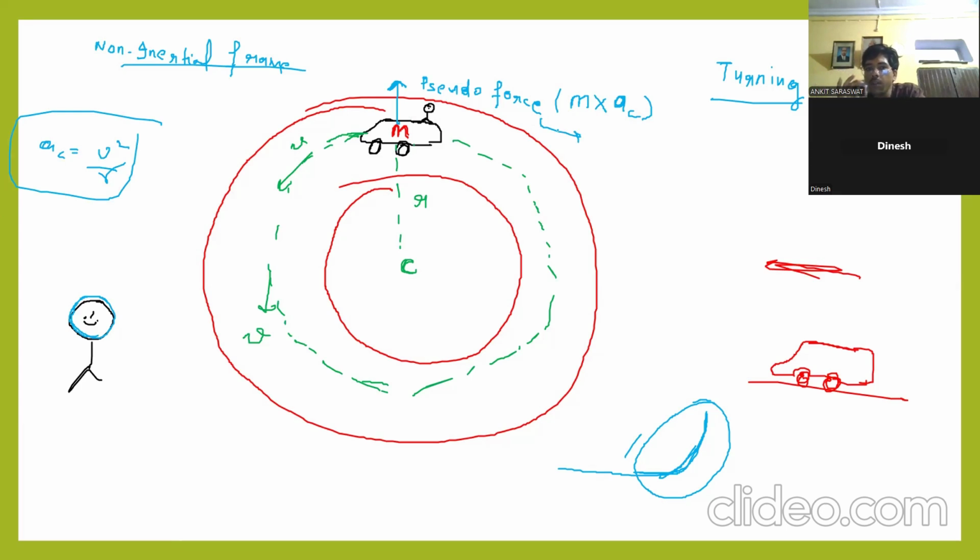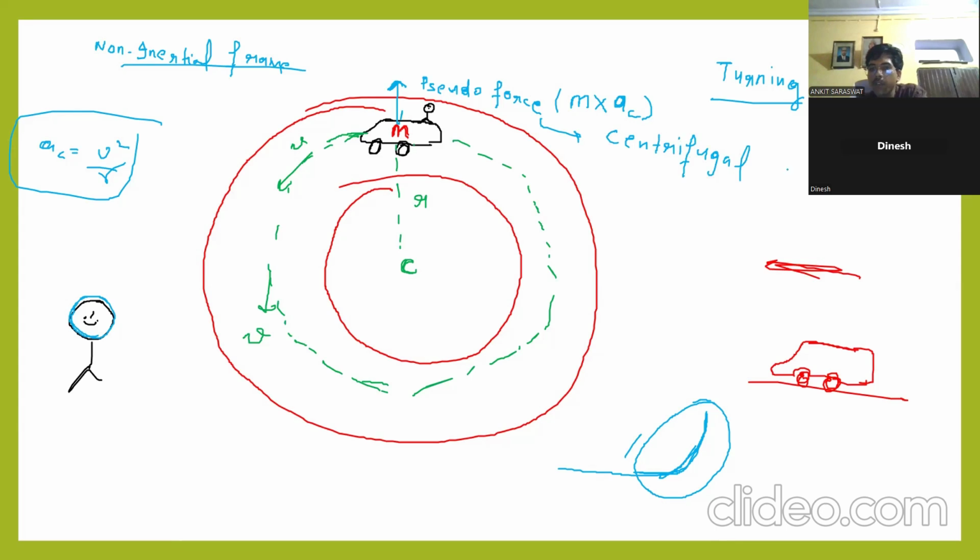Clear? Now, if you are standing on the car, you are the observer, then when the car is taking a turn, you will feel you are going away from the center like this. Your car is going to skid outside because of this pseudo force, or we say here the pseudo force is the centrifugal force. When you move your car on a circular track, you feel you are moving away from the center.